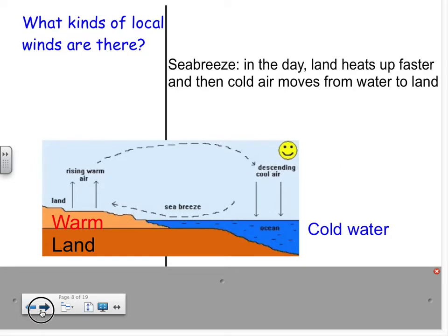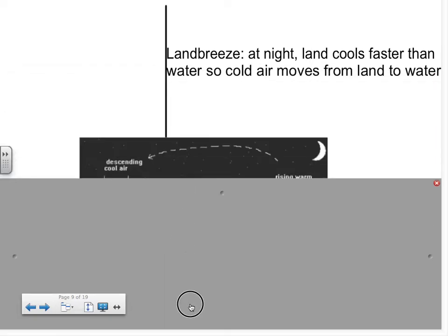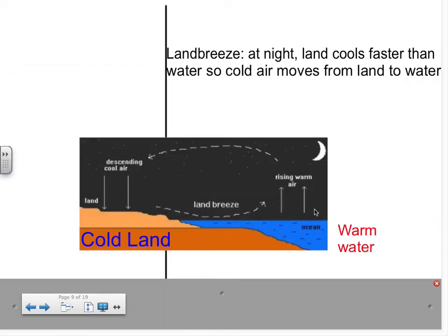The other kind of local wind is called a land breeze. And obviously, this tells you that in the direction of this picture right here, instead of a sea breeze coming in from the ocean to the land, it goes from the land to the ocean. And the reason why is because at night, the land cools faster, so you have cold going out to hot. So you get the direction of the breeze going in this direction, and then of course the warm air is rising, and then it gets pushed over and then cools down and goes out this direction and just keeps circling this way.